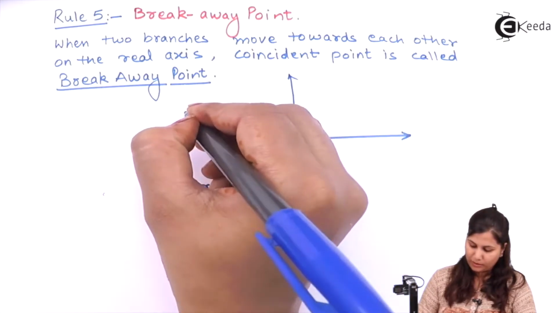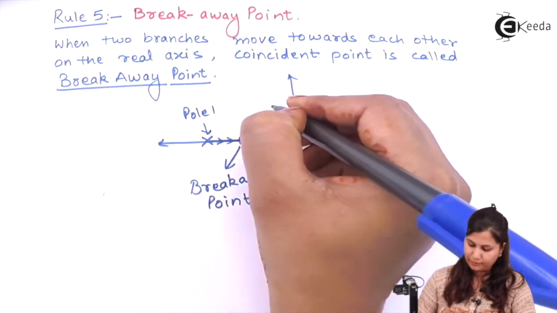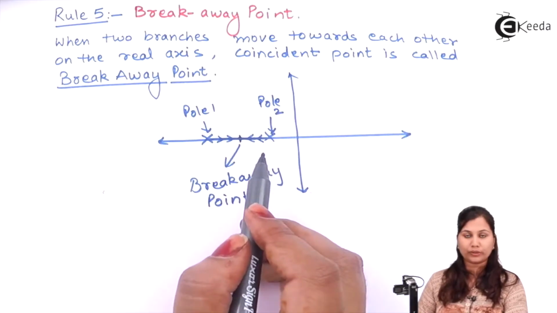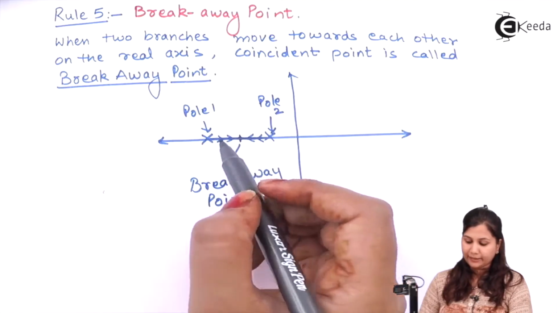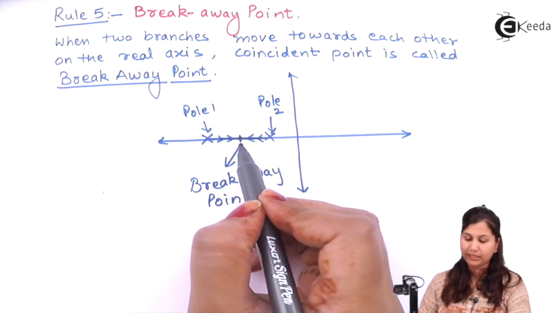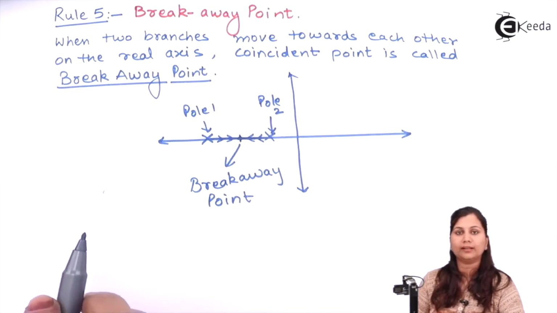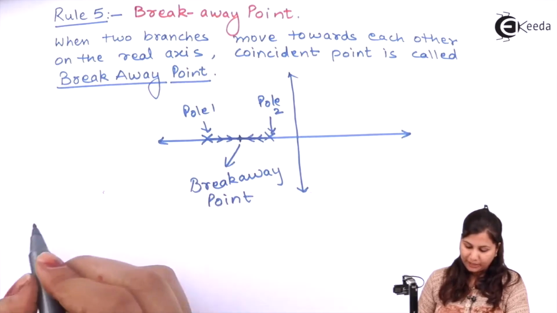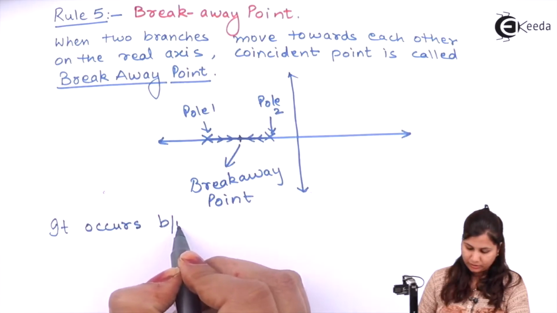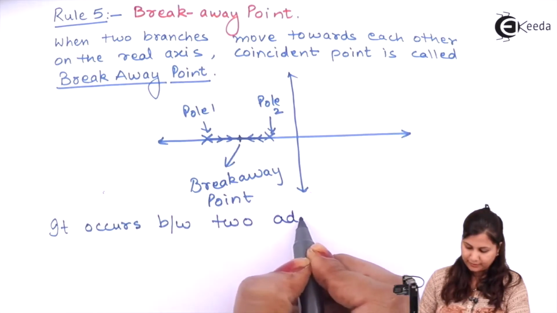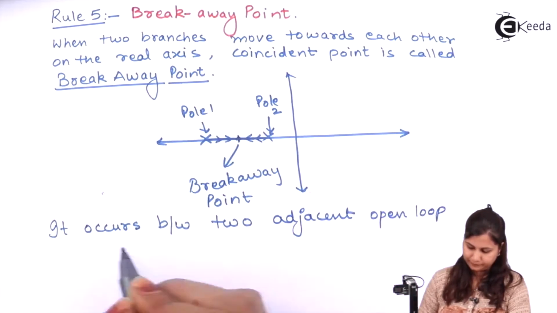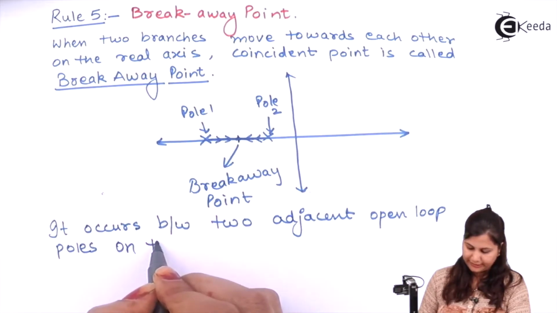This is our pole number 1 and this is our pole 2. So whenever two poles are adjacent to each other, that is close to each other, the branches of the root locus from these two poles are going to meet at a point, and that coincident point is called the breakaway point. So this breakaway point occurs between two adjacent open loop poles on the real axis.